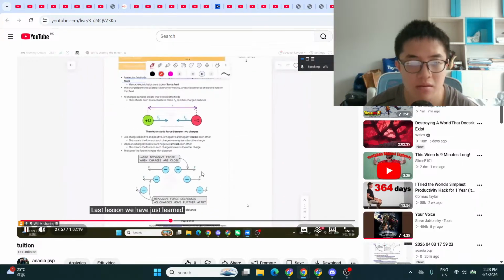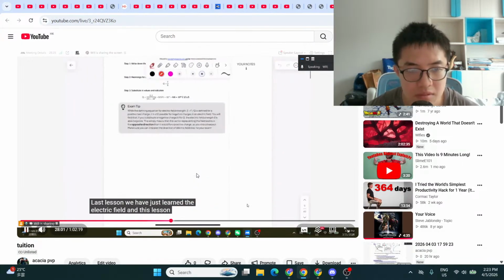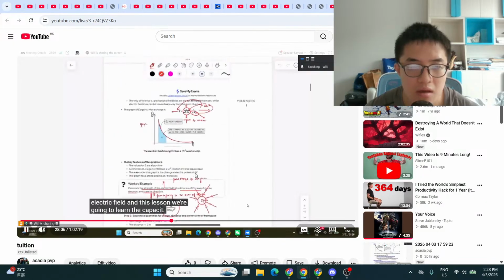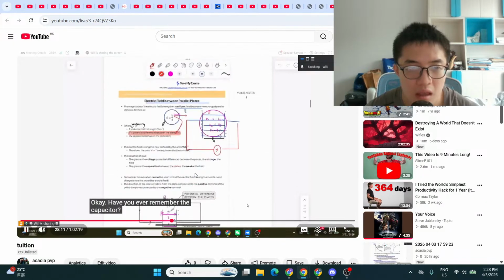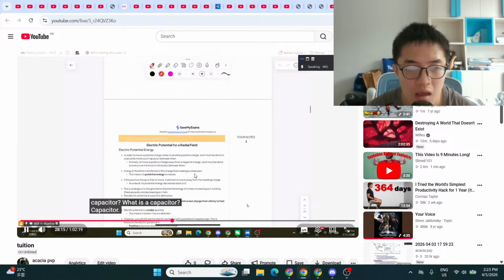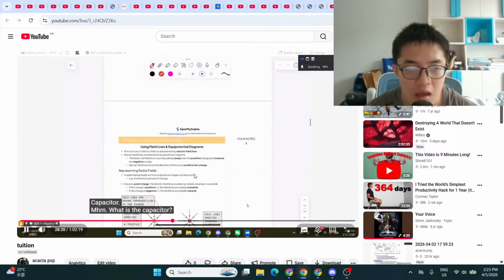Last lesson, we just learned the electric field. And this lesson, we're going to learn the capacitance. Okay. Do you remember the capacitor? What is the capacitor?